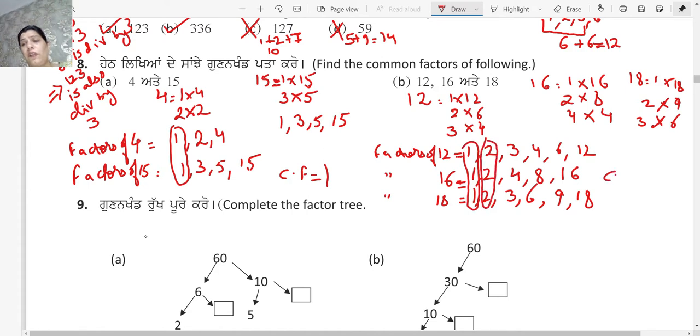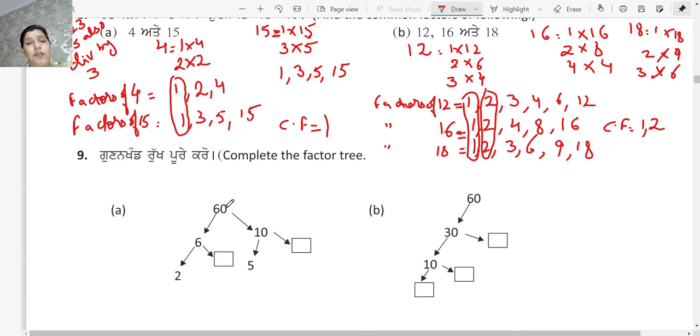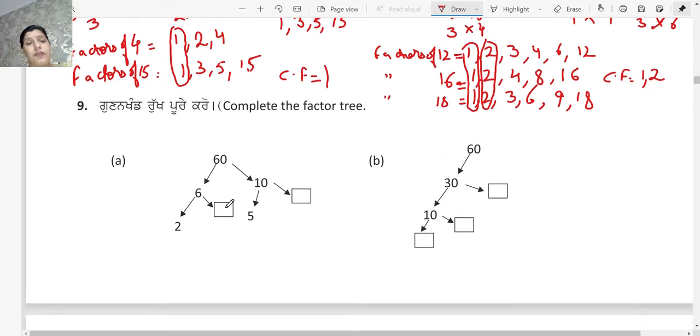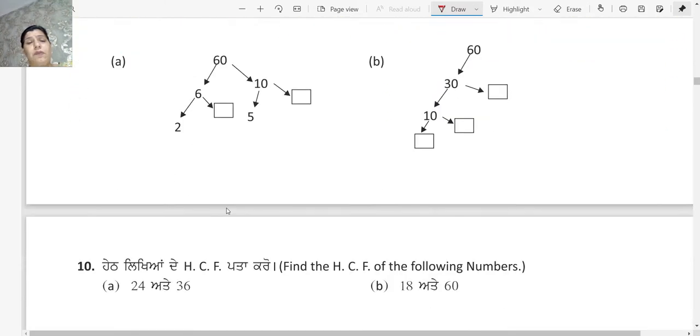इस question में in this part we have the common factors as 1 and 2. I hope the question is clear to you. It was a very easy question. Moving on to question number 9th, you have to complete the factor tree.